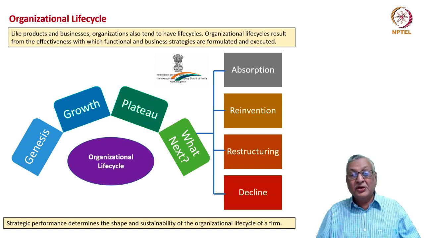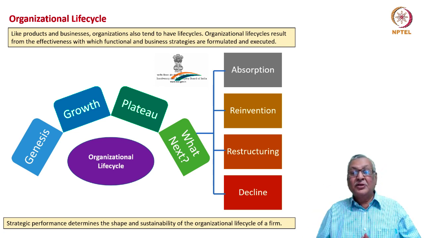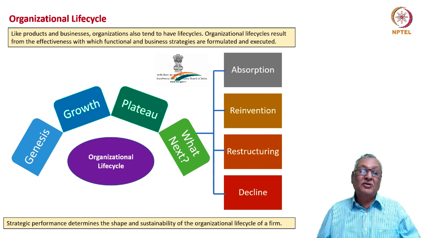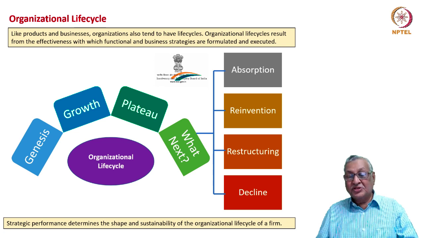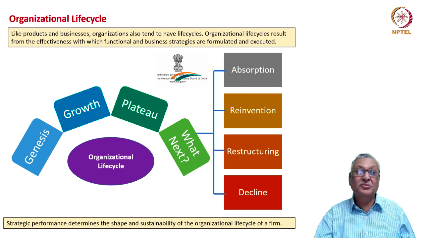Many times, rejuvenation of the organization has to precede the rejuvenation of the business. We have seen in the case of the Enfield turnaround that a new leadership and a new way of looking at the business has helped Enfield to come up trumps in the 350cc and higher end motorcycle segment. So strategic performance determines the shape and sustainability of the organizational life cycle of a firm. So the organization cannot let strategic performance decline, and whatever is required for the organization to manage this must be taken up.